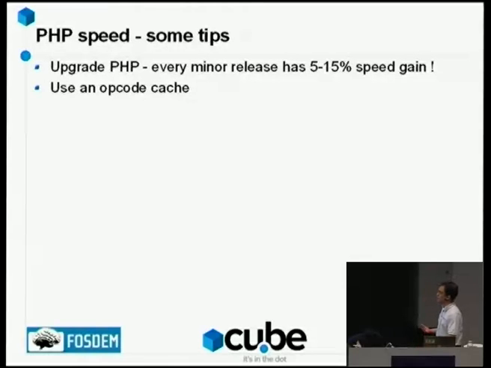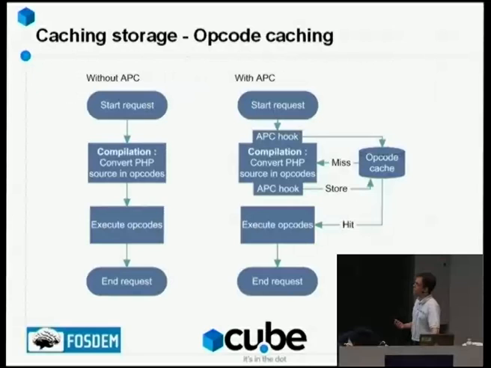Use an opcode cache. If you don't use one yet, APC is an example of an opcode cache. Basically what it does is, instead of recompiling your PHP script on every single hit, it's going to do that once and then store it in a cache. And it will only recompile it again when the script is changed, basically. So that's going to save a lot of time. It can improve performance between 5 and 10 times.